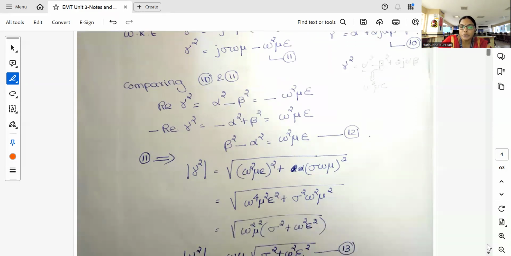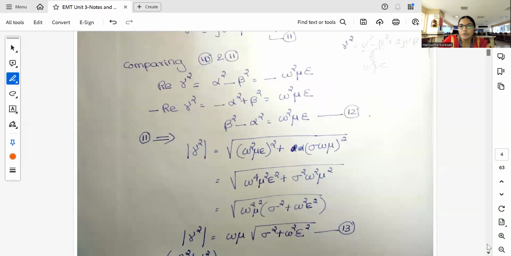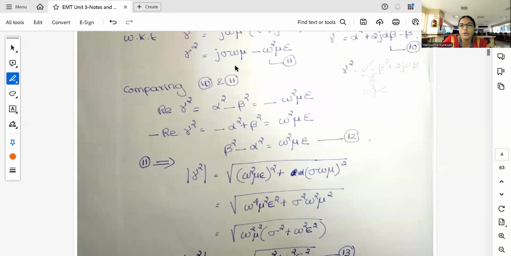Now you take the magnitude for this gamma. You have to take the magnitude for this equation, equation 11. So what you will get, magnitude of gamma square is equal to square root of, this j square will become 1, and therefore you will be getting sigma omega mu the whole square, and then this term will become omega square mu epsilon the whole square. So when you take the magnitude for the equation 11, you get magnitude of gamma square is equal to square root of omega square mu epsilon the whole square plus sigma omega mu the whole square.